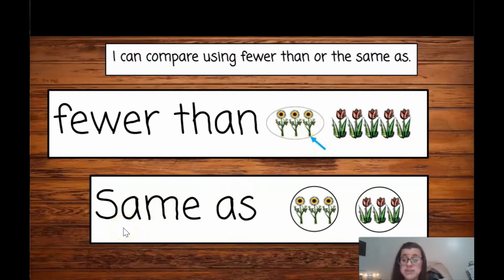Then we're also going to be looking at the same as. The same as means if I have 3 fingers up on this hand, I have 3 fingers up on this hand. I also have 3 sunflowers and 3 tulips. I have the same amount.